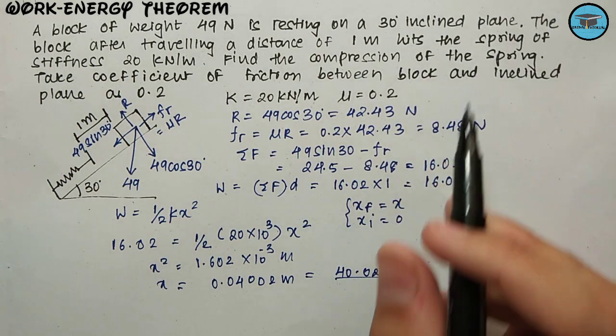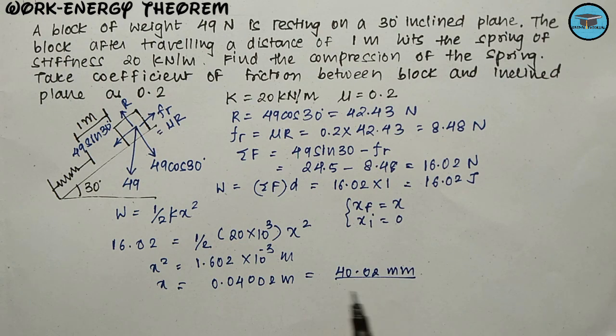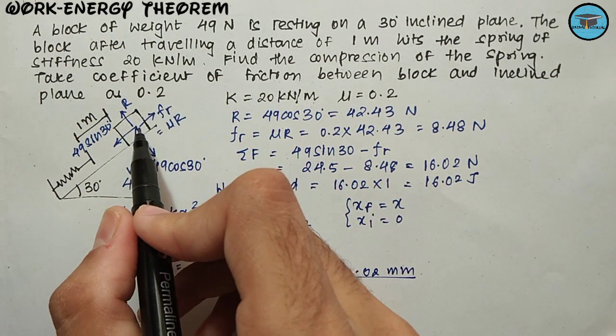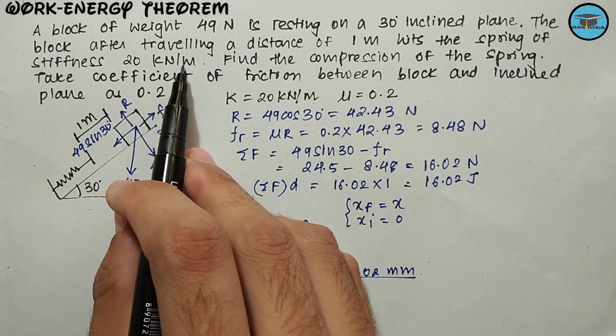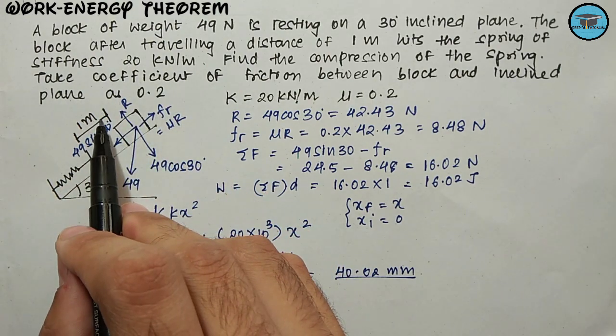So the compression of the spring is 40.02 mm after the block having the weight of 49 Newton strikes the spring having the stiffness of 20 kilonewton per meter by traveling a distance of 1 meter.